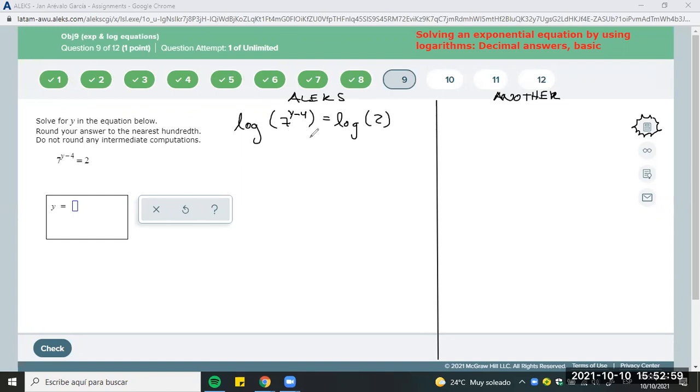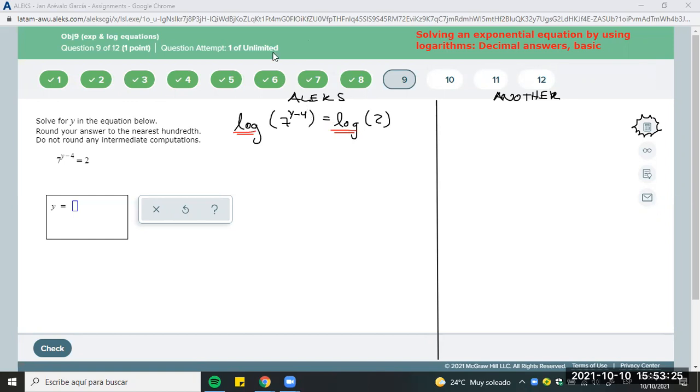Remember that this is a valid thing to do as long as we do it in both sides of the equation. If we just do these kind of things in one side of the equation, then everything is going to be wrong. So far so good. Right.